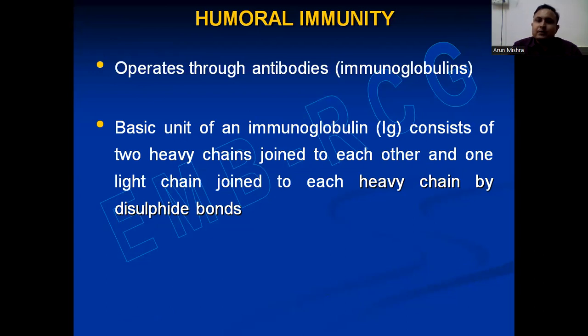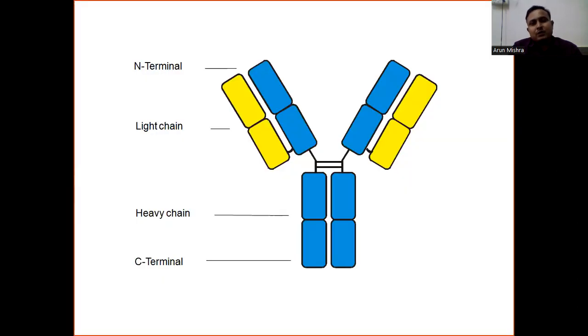Humoral immunity operates through antibodies or immunoglobulins, which are proteins for defense mechanisms. The basic unit of an immunoglobulin, or Ig, consists of two heavy chains of amino acids joined to each other, and one light chain joined to each heavy chain by disulfide linkages or disulfide bonds. This is the structure of an Ig. We can see here in the blue, these are the heavy chains, and in yellow, these are the light chains.